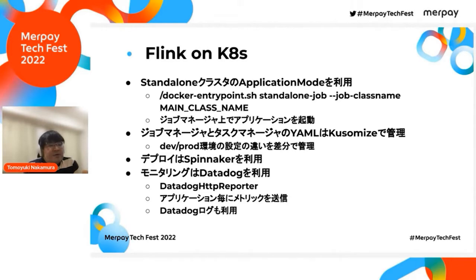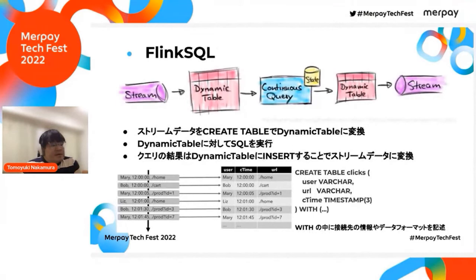Next, let's look at Flink SQL. The diagram here is from the official Flink documentation and is very clearly presented. Flink SQL uses CREATE TABLE to convert stream data into what is called a dynamic table and then executes SQL against that dynamic table. In CREATE TABLE, the connection information and data format are described with WITH. The result of the query is converted again into stream data by inserting it into the dynamic table.